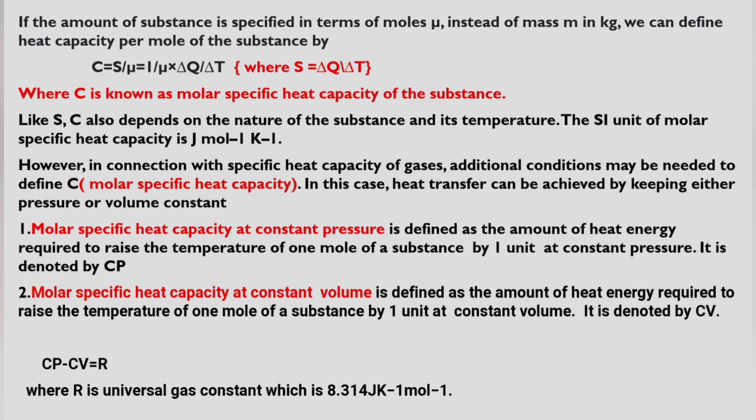In the other way, keeping the volume constant, it is the molar specific heat capacity at constant volume. In other words, it is the amount of heat energy required to raise the temperature of 1 mole of a substance by 1 unit at constant volume, and it is denoted by Cv. There is also a relation between Cp and Cv: Cp minus Cv equals R, where R is the universal gas constant, which is 8.314 joule per Kelvin per mole.